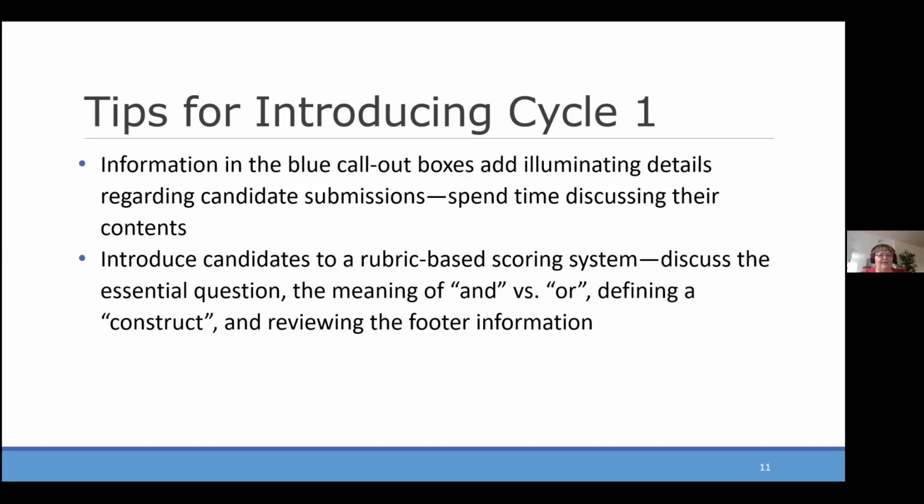And then things like the essential question. Talk with them about what that is. In many cases we use the word and, other times we use the word or, and that's very important for them to realize the difference. The pieces of the rubric that we'll get to, called a construct, help them define that and get to know that term. And then finally, we provide very informative information at the footer of each rubric that is also worth spending the time to look at and review with your candidates.